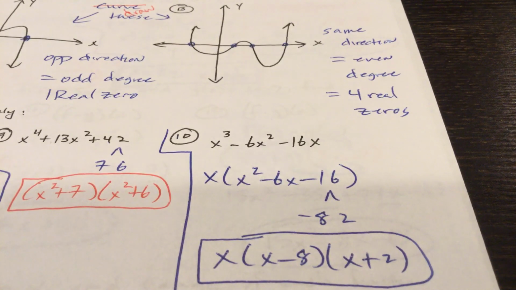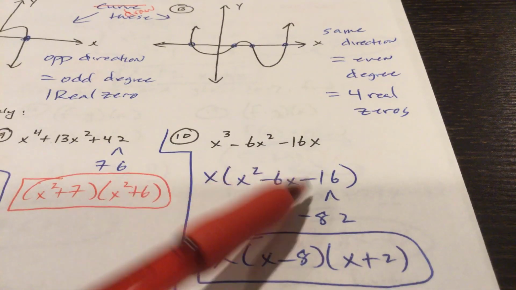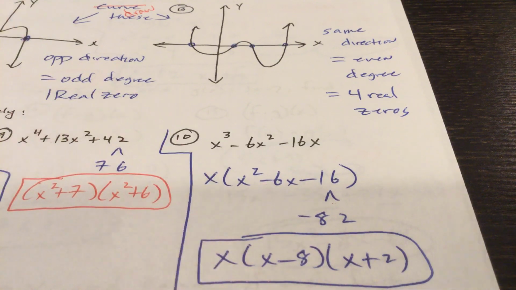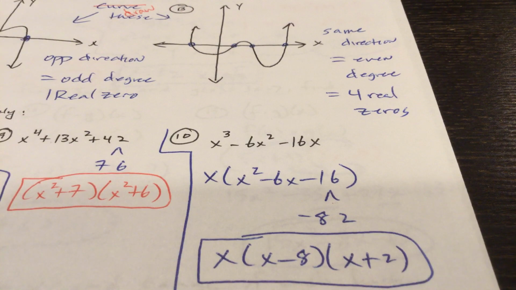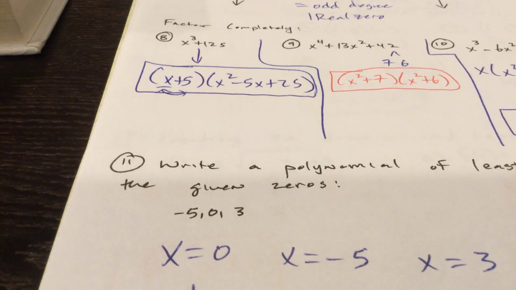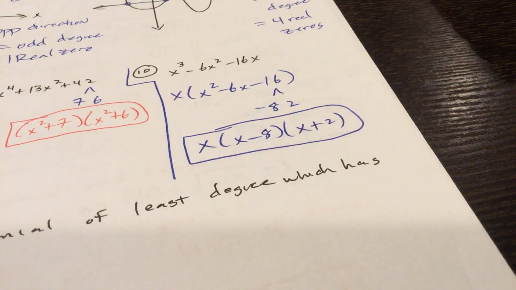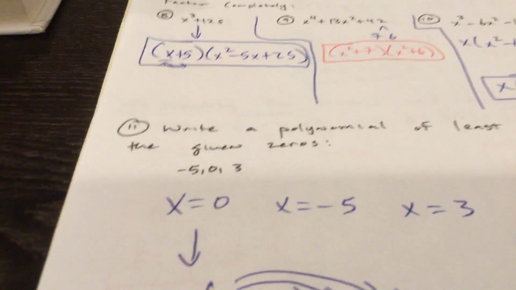On 10, what do they have in common? They have an x in common. Factor out the x. Well, it multiplies to 16 and differs by 6. An 8 and a 2. The 8's negative because the middle term is negative, so the bigger factor is negative. That's how it factors. On 11, write a polynomial of least degree, which has the given zeros.